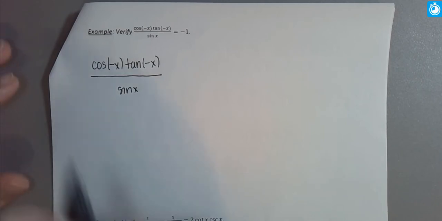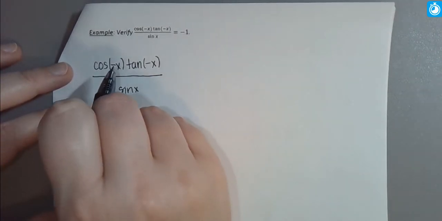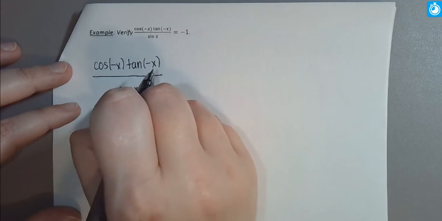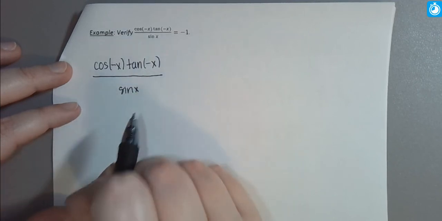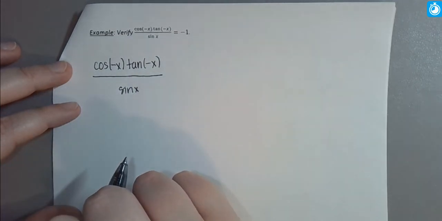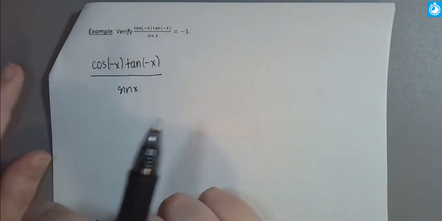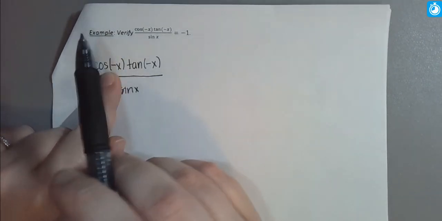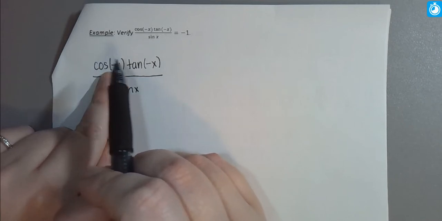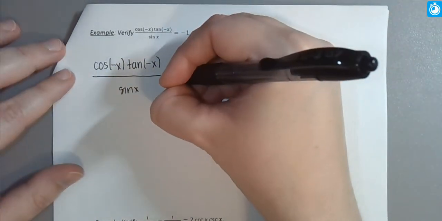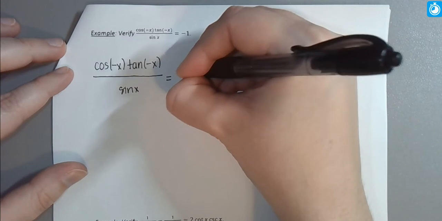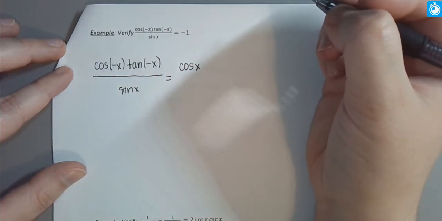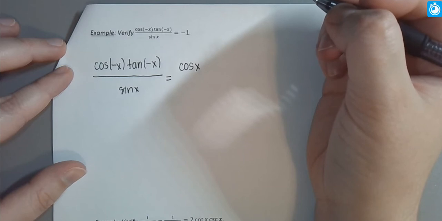Okay, well immediately I see cosine of a negative, tangent of a negative, and I know I'm probably going to have to get rid of those in order to be able to relate it to a trig function that doesn't have a negative input. Well, that's when I'm going to use my even-odd rules. So cosine is an even function, which means that cosine of a negative input is going to be the same thing as cosine of the positive version of the input. That is the rule for an even function.